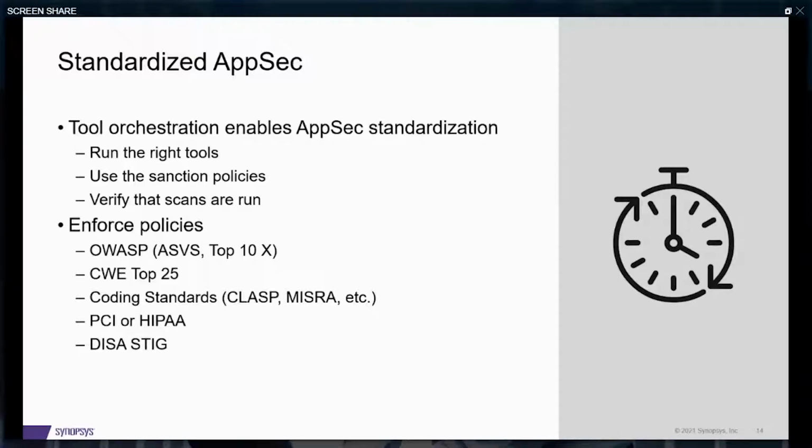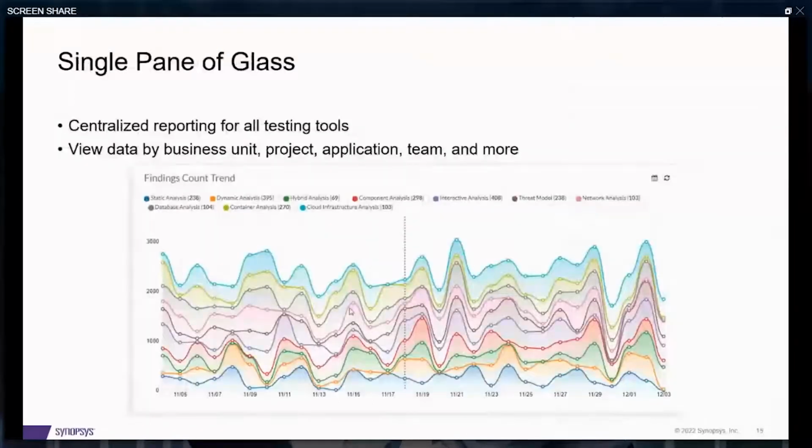A single pane of glass for how you're performing, some trending information. Are you getting better? Are you getting worse? Do you have more vulnerabilities being created, or are you getting fewer? What types of vulnerabilities are more persistent or more numerous inside of your applications or your projects or your teams, for example. So being able to have that, again, is another big benefit of an ASOC platform.